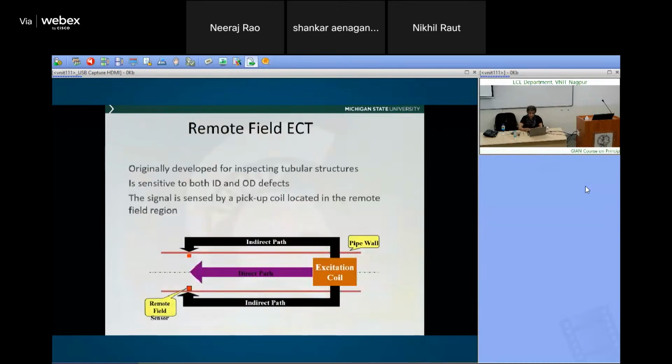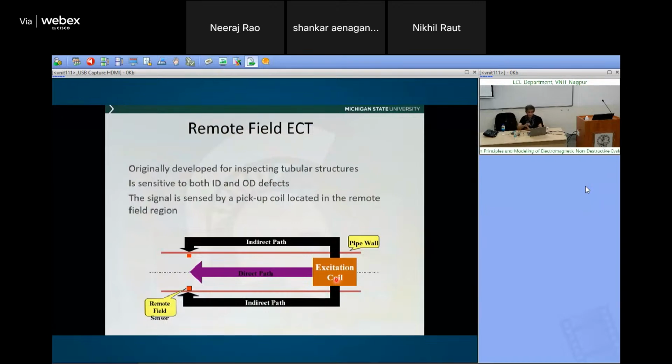And then you have remote field. This is another method, proposed by Tom Smith, I think, from Kingston in Canada. Basically, it's meant for very, very low frequency. They use something like 20 hertz excitation. So what happens at 20 hertz excitation? There's full penetration. It was originally introduced for pipeline inspection, because you want to scan the entire wall thickness. The nice thing is it's sensitive to both ID and OD.